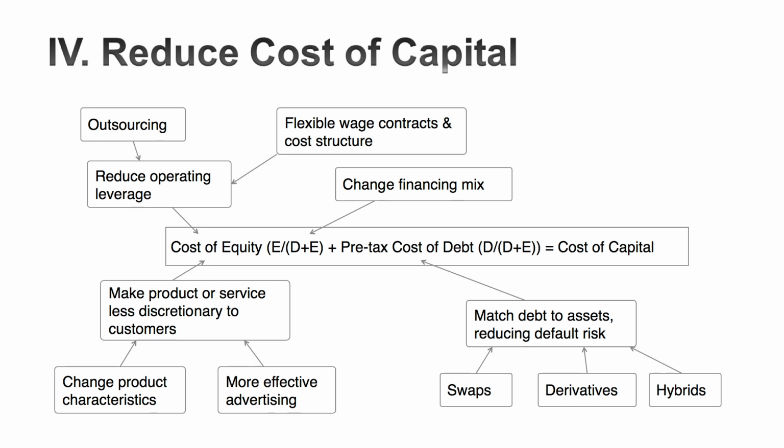There's one final thing you can try. If you mismatched your debt to your assets, you've used short-term debt to fund long-term assets, dollar debt to fund euro assets, get rid of that mismatch. It increases your default risk and increases your cost of capital, and getting rid of the mismatch will lower your cost of capital. So here's what I do.